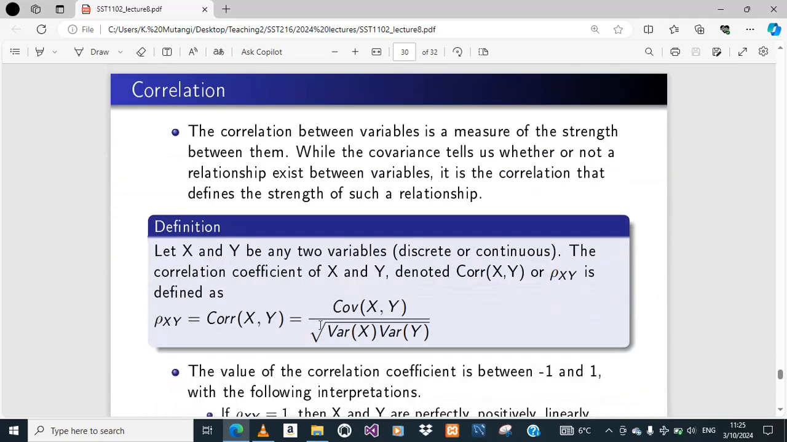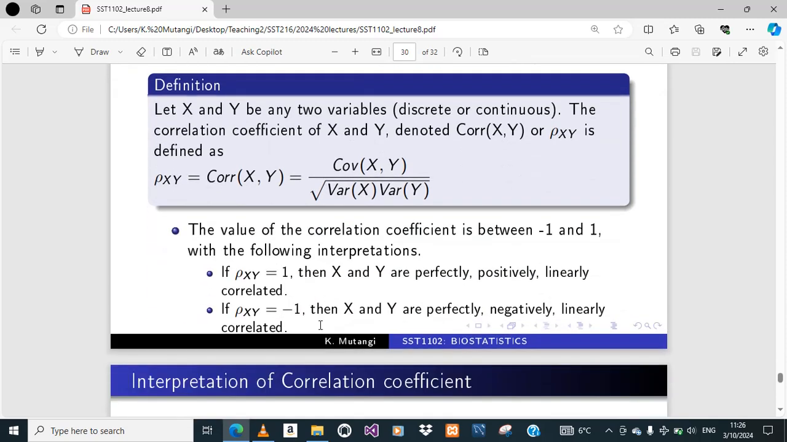Let's look at correlation. Correlation between two variables is a measure of the strength between them. While the covariance tells us whether or not a relationship exists between variables, it is the correlation that defines the strength of such a relationship. If the population correlation coefficient is given, we hardly use that. We normally use the sample correlation coefficient. Rarely do we find population data. The value of the correlation coefficient is between -1 and 1 with the following interpretations.